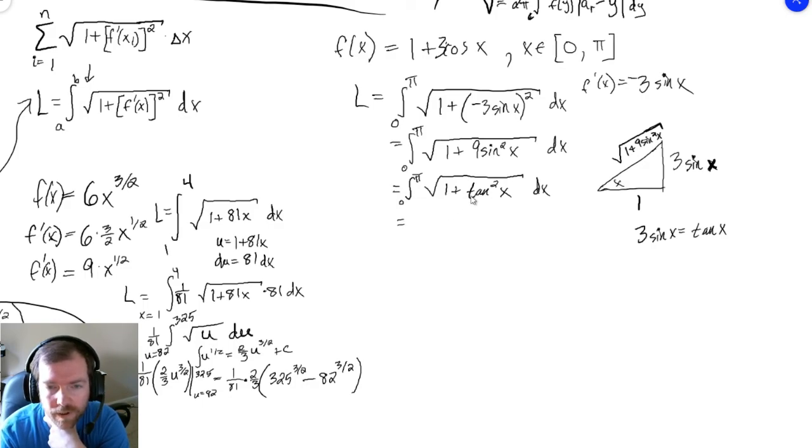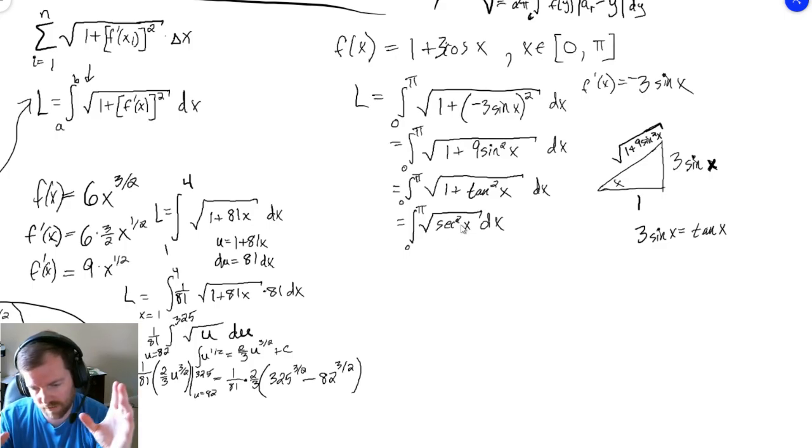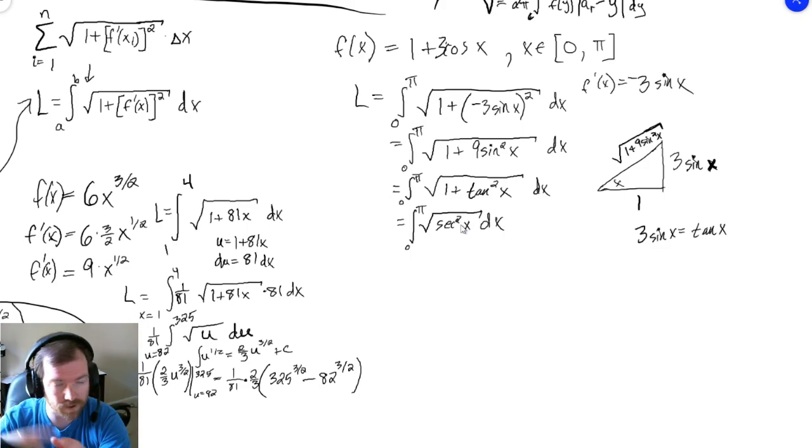From 0 to pi, 1 plus tangent squared of x dx is, what is that, secant squared? From 0 to pi. I think in this case we're going to have to split it up over pi over 2 and negative pi over 2. That part's going to flip up. That is already up.